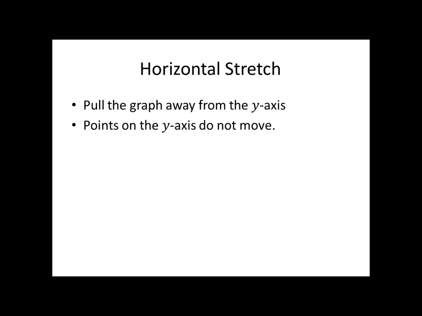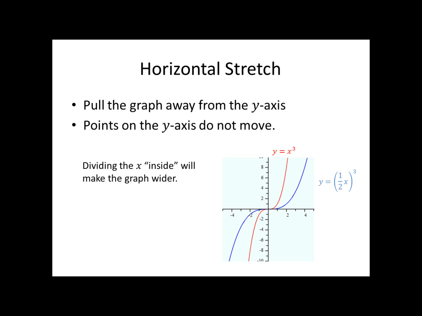A horizontal stretch, you need to think about points being pulled horizontally, that is, pulled to the side. They're getting pulled away from the y-axis. Now, just like the vertical stretches and compressions, points on the y-axis do not move. So here's a cubic function, y equals x cubed, and it's been horizontally stretched by multiplying inside the set of parentheses, inside with the x. But because it's inside, things happen opposite what we would expect. We actually multiply by a number that's smaller than 1 to make this stretch happen.